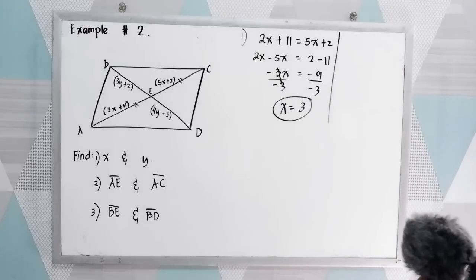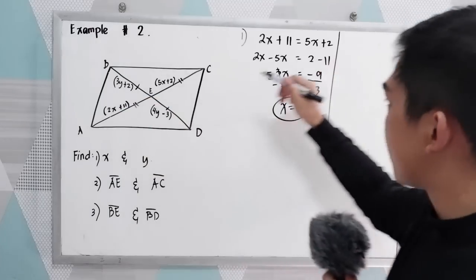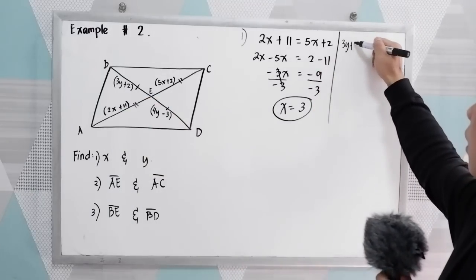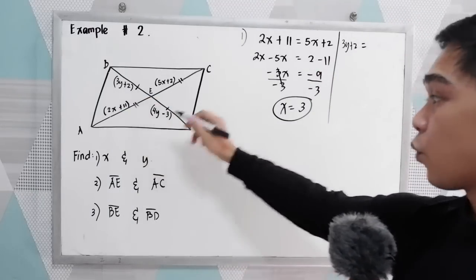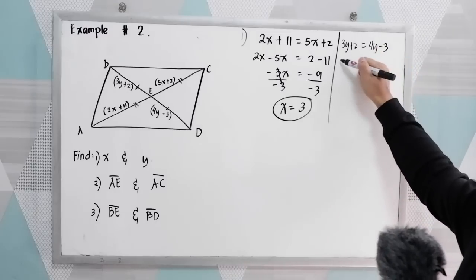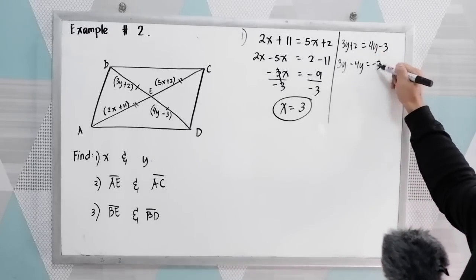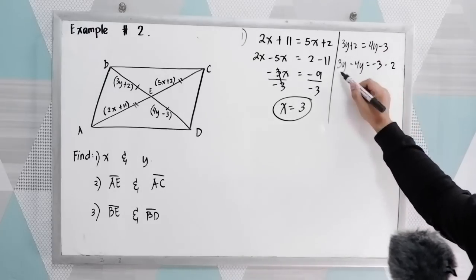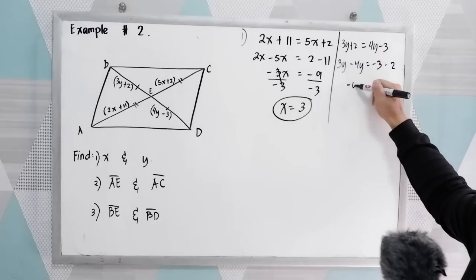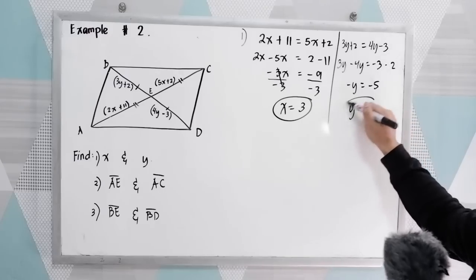Next, to find y, diagonals bisect each other. So we have 3y plus 2 is equal to 4y minus 3. Solve for y: 3y minus 4y is equal to negative 3 minus 2. 3y minus 4y is negative y, equal to negative 5. So y is equal to positive 5.